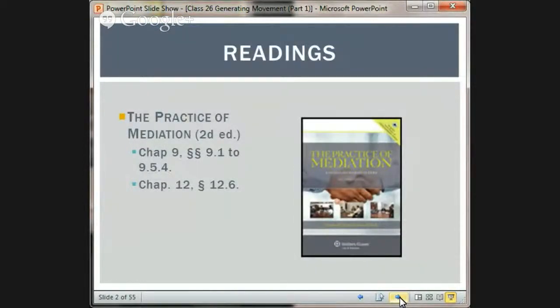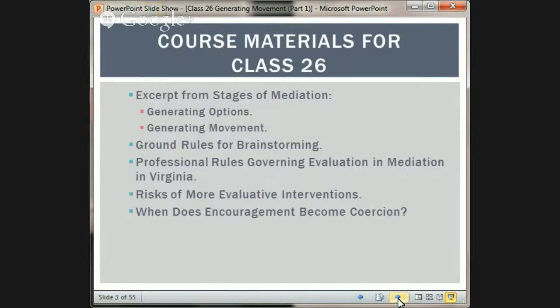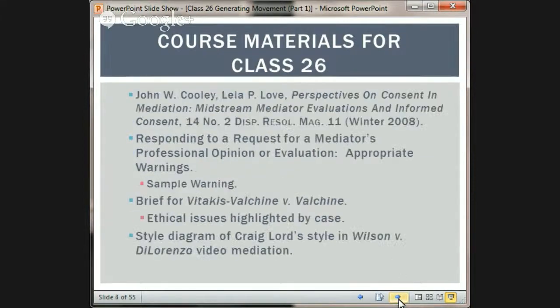So the readings cover a big chunk of Chapter 9 and a small part of Chapter 12. You'll just take a look at what's in the materials. The one thing I want to point out is that the ground rules for brainstorming are going to be under your tools section, and this is something that you'll want to put into your mediation binder. Then I've included a number of resources on evaluative mediation, if that's the style you're going to adopt. This material is designed to help you develop best practices.